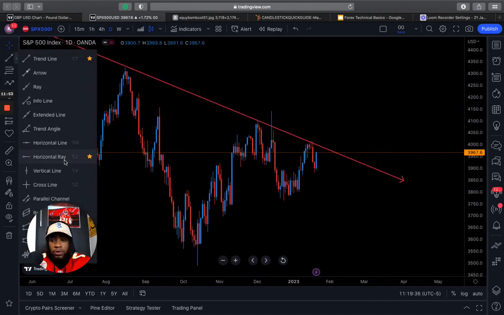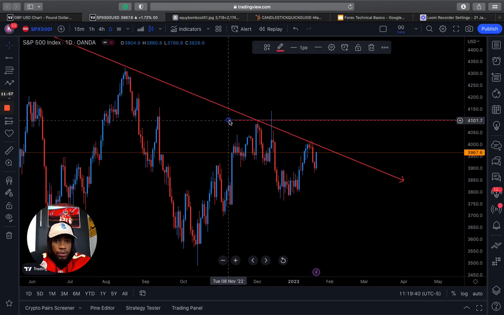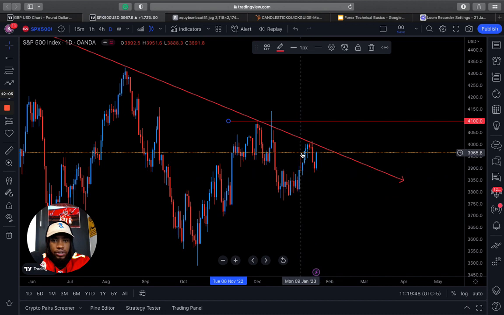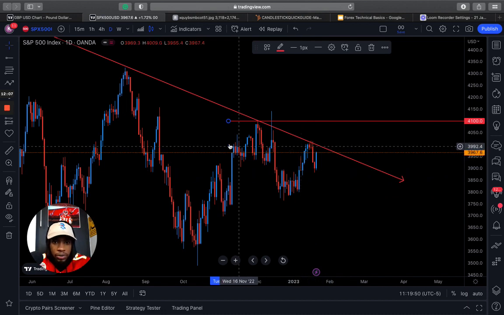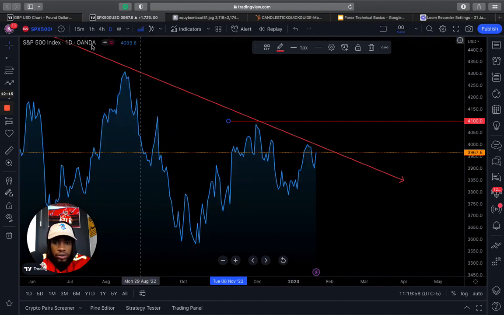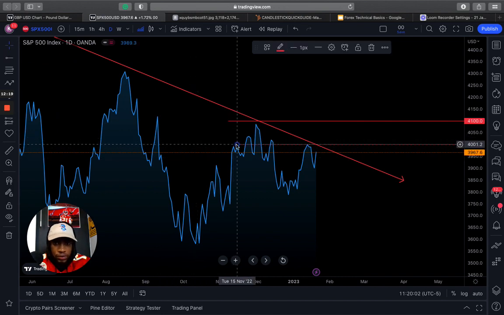So boom, first thing, and this is where these whole point numbers I was talking about come in. One of the first levels I'm looking at right here is this 41 level. All right, this 41 level. The second price level I'm going to be looking at is about this 4,000 level.